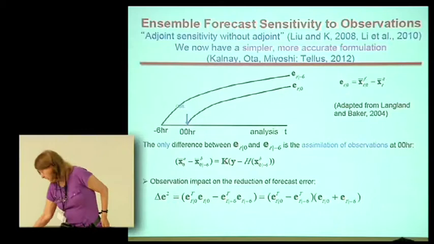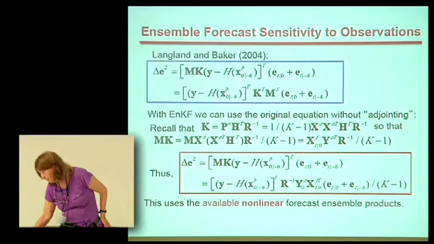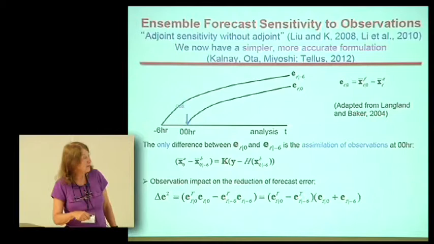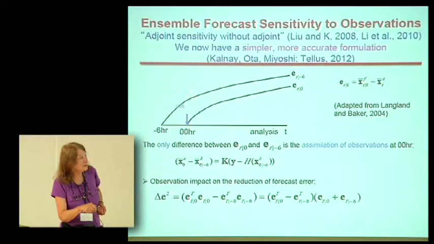We developed a method to estimate what part of the forecast error comes from which observations. Let's consider this schematic, which is due to Langland and Baker in 2004. Suppose that you start here and make a forecast, and this is the verification analysis. After one day, the error of the forecast started at time zero is this one. And if you start 6 hours earlier, you get this error. And the difference is due to the assimilation of the observations in the data assimilation.